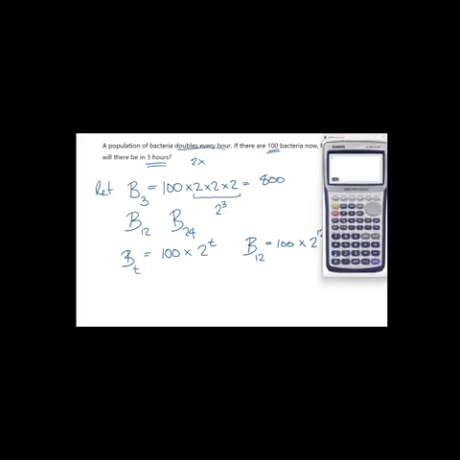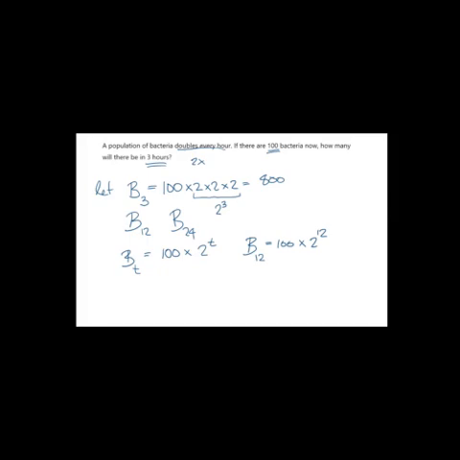Okay, so 100 times 2 to the power of 12 is 409,600. A lot. But, I mean, not a lot for bacteria. What would it be after 24 hours?